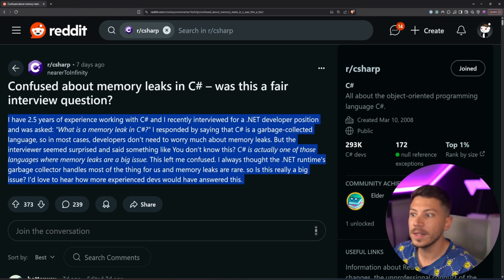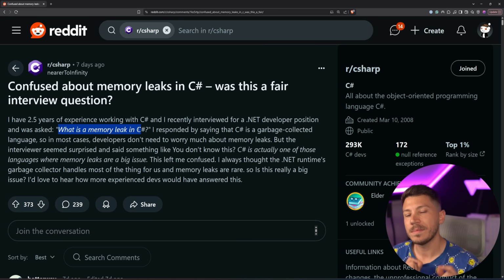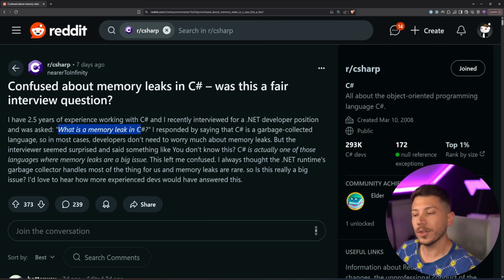And the person responded that because C# is a garbage collected language, in most cases developers don't need to worry much about memory leaks. This does not answer what is a memory leak in C#. This does not answer what is a memory leak, period. And I think if you're interviewing and you get this question, yes, you don't need to worry about it in C#, but know what it is and explain it.